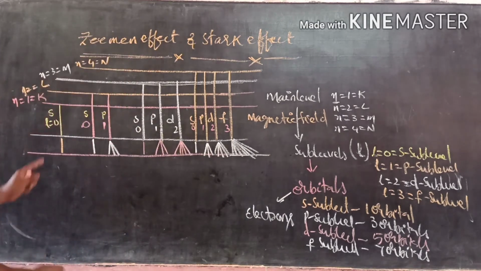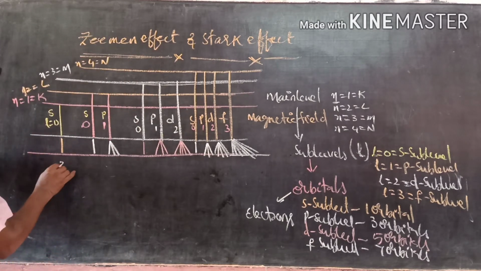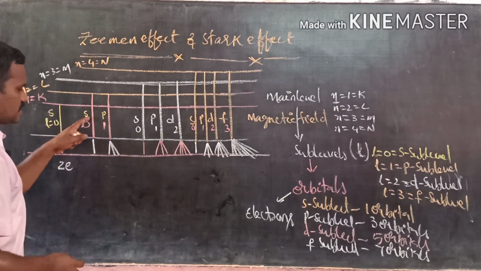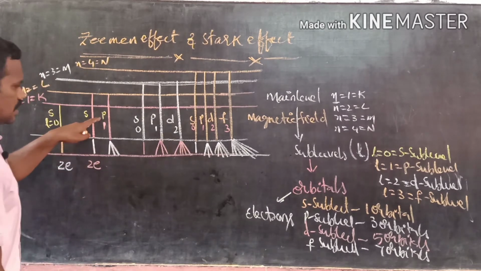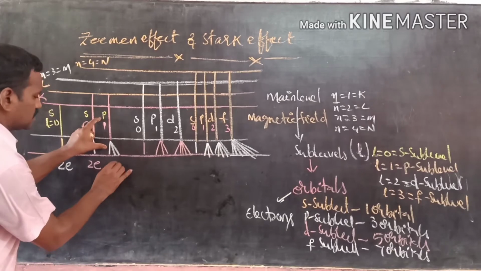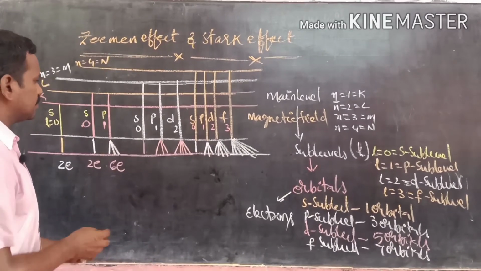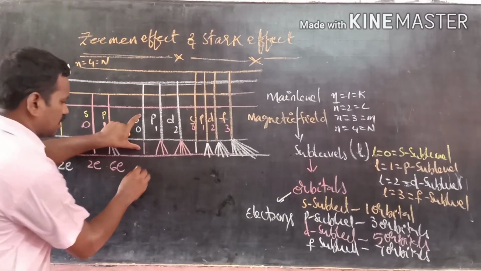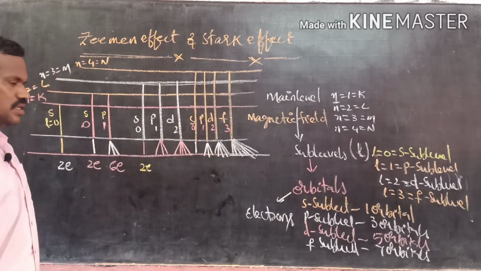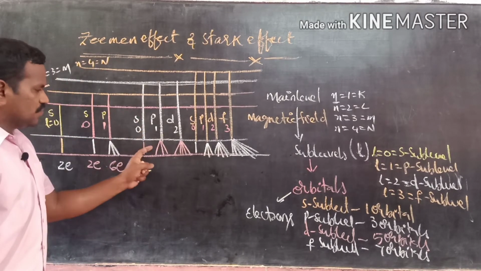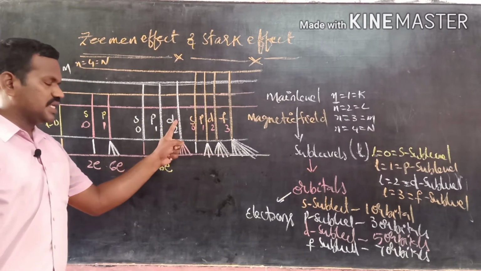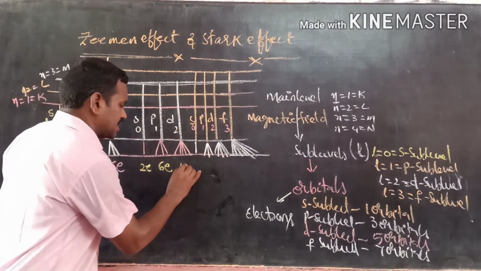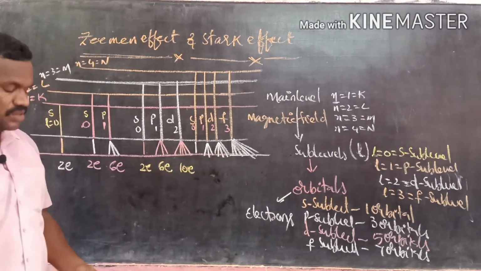Now let us come here. S contains 1 orbital, so it can accommodate 2 electrons. Here also the sublevel S has 1 orbital, so it can accommodate 2 electrons. Sublevel P with 3 orbitals can accommodate 6 electrons. Sublevel S, only 1 orbital, can accommodate 2 electrons. Sublevel P with 3 orbitals can accommodate 6 electrons. Sublevel D with 5 orbitals can accommodate a maximum of 10 electrons.